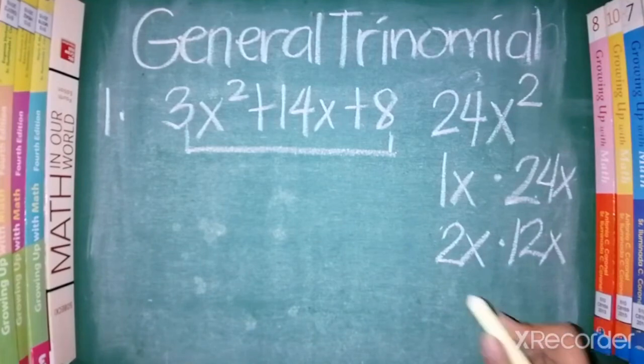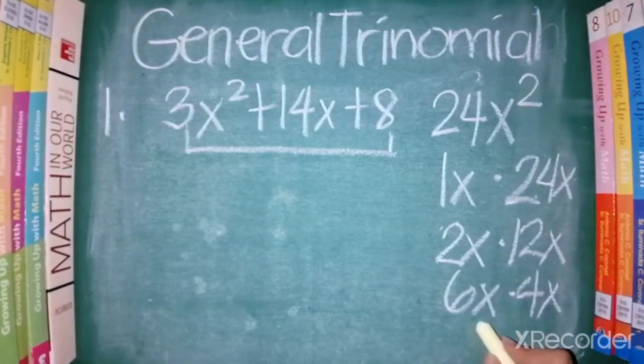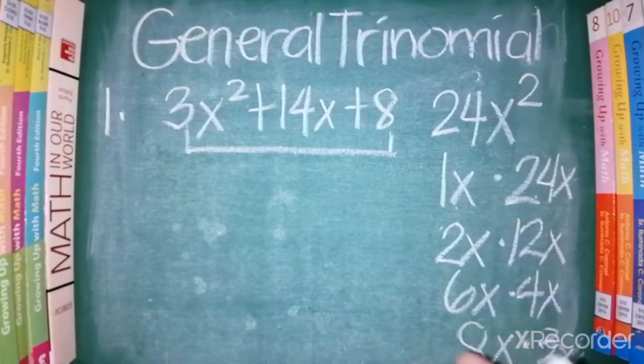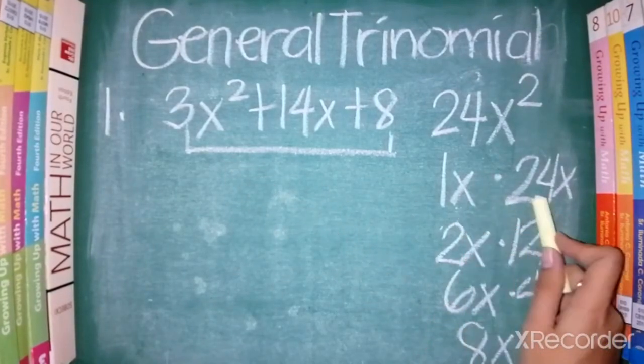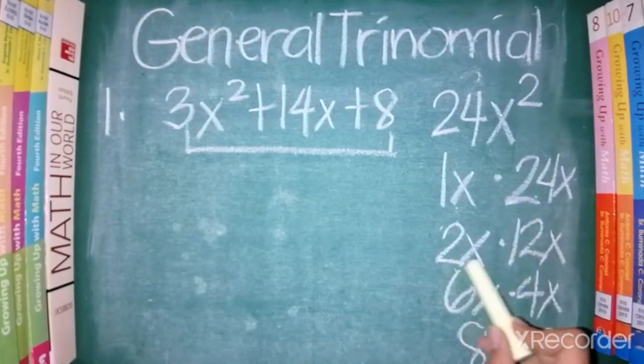Okay, another, we can have 6x times 4x. We can have 8x times 3x. So if we add both of the factors, it should be 14x. So that is what we're going to use. So 1x plus 24x, that is 25x. So 2x times 12x, that is 14x. So we got it correct.